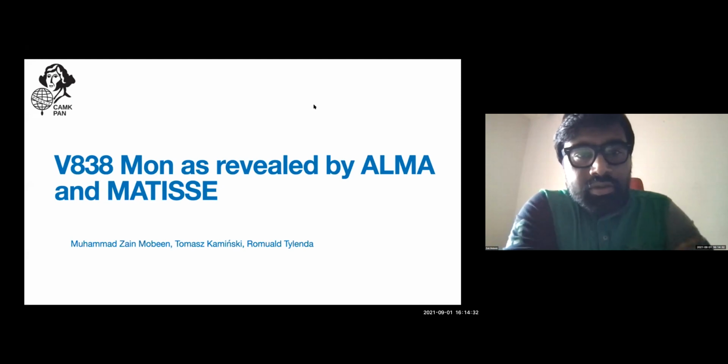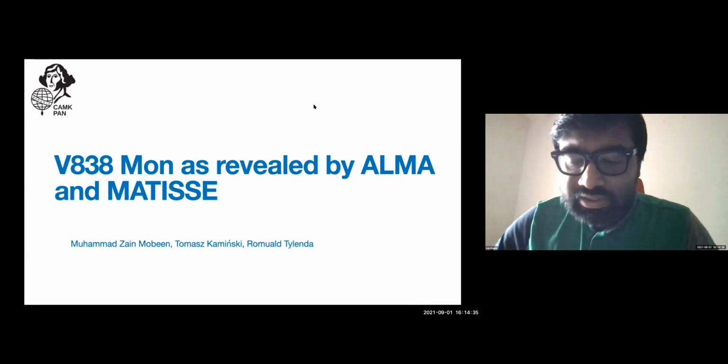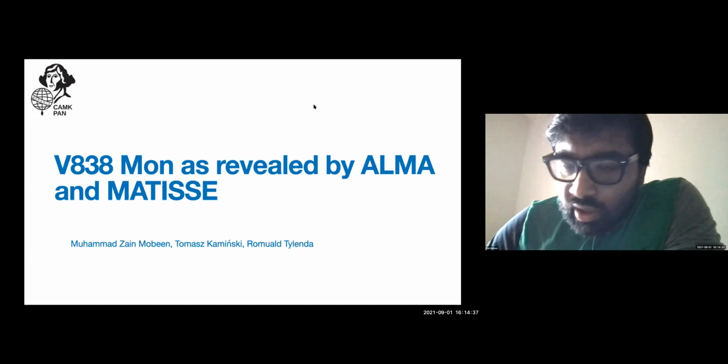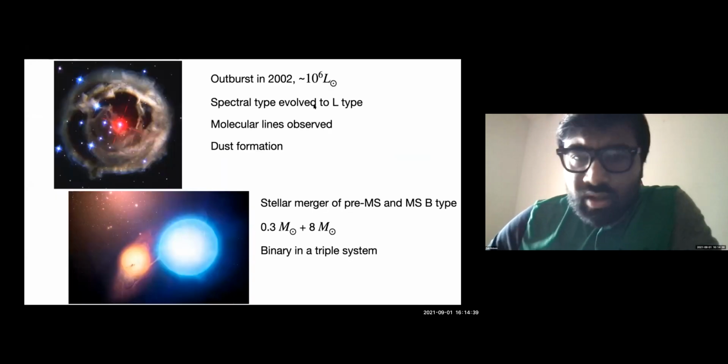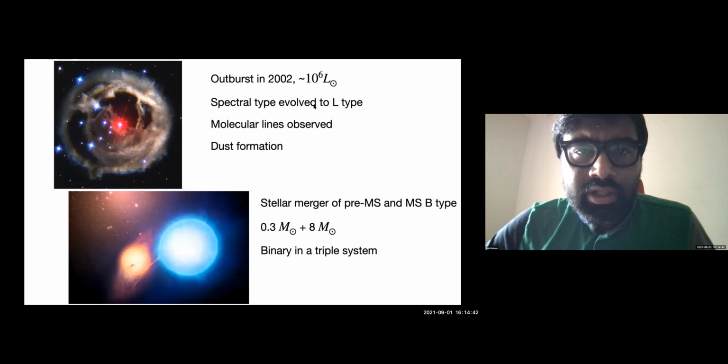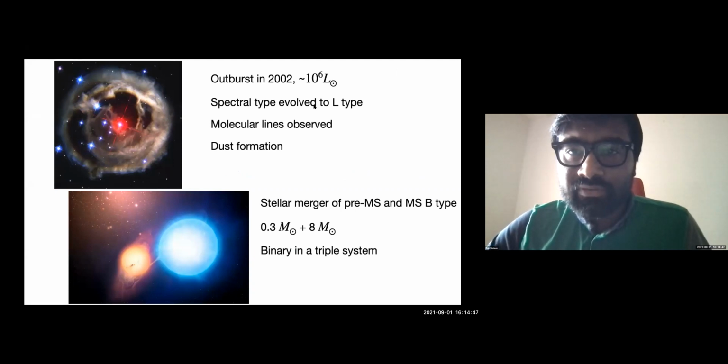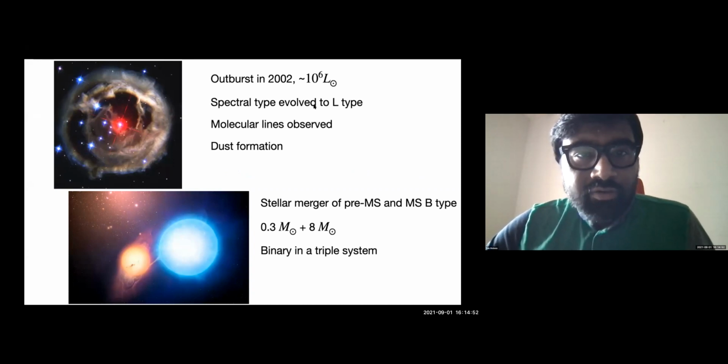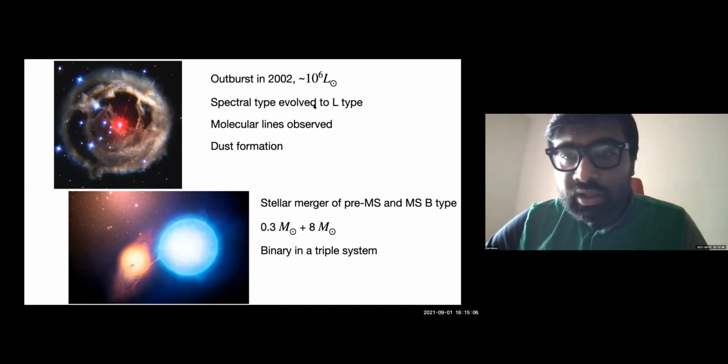Today I'll be talking about recent results regarding the stellar merger remnant V838 Mon. V838 Mon underwent a red nova event back in 2002, where it reached a peak brightness of over 1 million solar luminosities. Later on, after the outburst, it cooled and its spectral type was found to be an L type. Later spectroscopic observations showed molecular lines in the circumstellar environment, and dust formation was also found to be occurring.